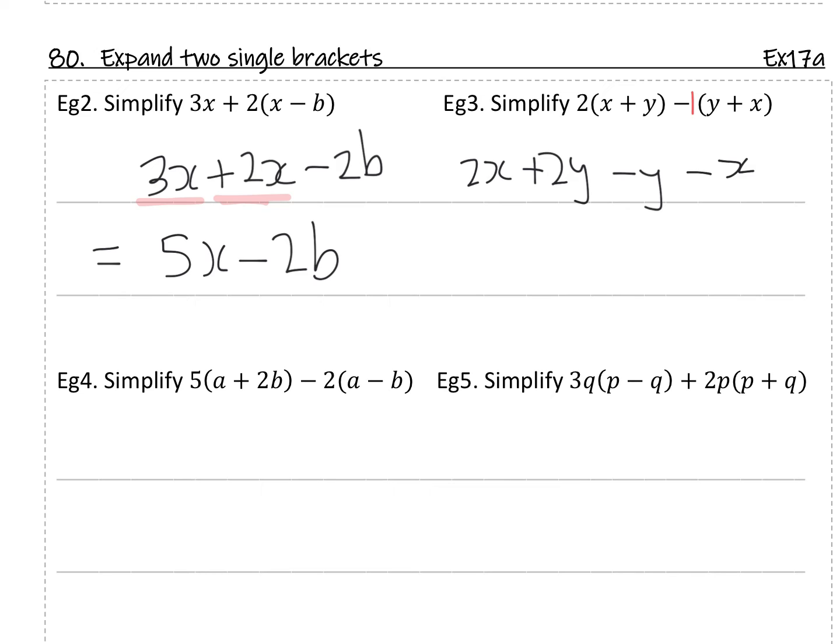So 2x, take away x, is x. What happened there? I was collecting the like terms. I've got a 2x here, a minus x here. So that gives you an x. And then we've got a 2y, and we take away 1y. So we've got 1y left. So it just gives us x plus y.